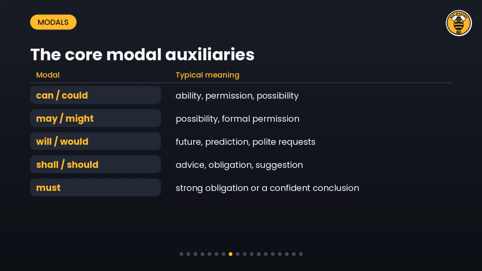That brings us to the modal auxiliaries. Can and could give you ability, permission, and possibility. May and might give you possibility, and a more formal kind of permission. Will and would handle the future, predictions, and polite requests. Shall and should carry advice and suggestion, and must gives you strong obligation, or a confident conclusion about something you believe is true.